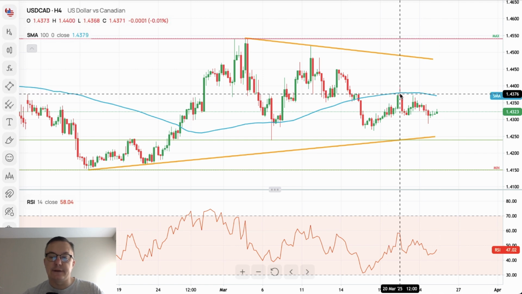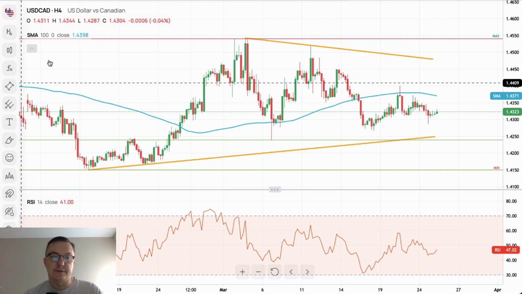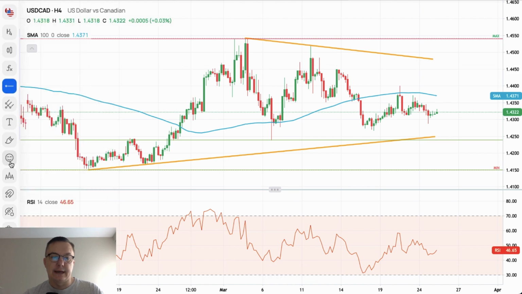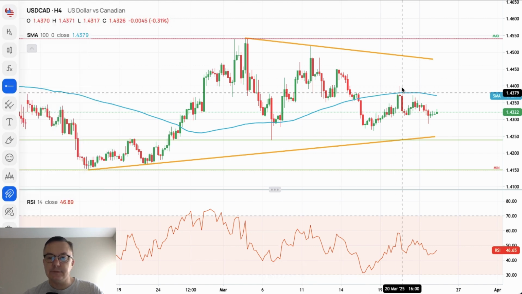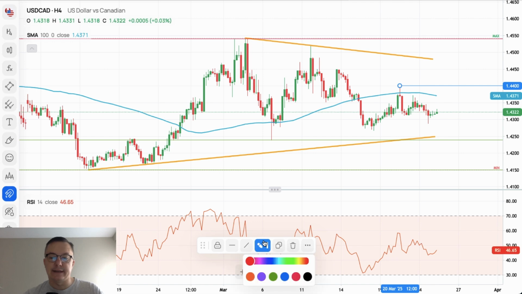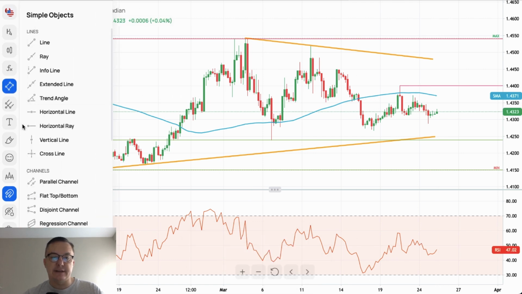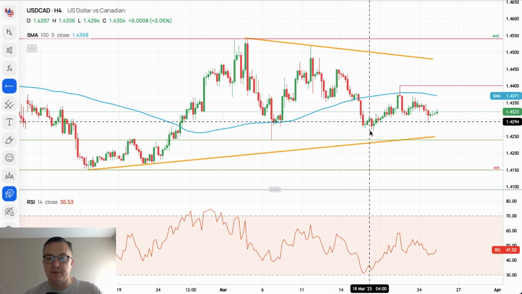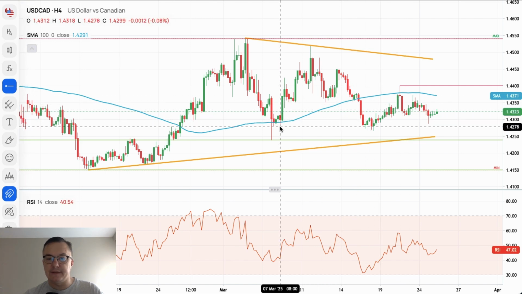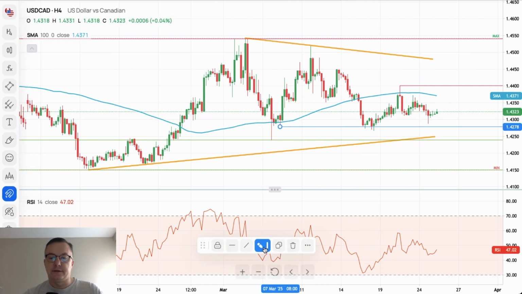Local high was 1.44. So let me just place the line here on this local level. There you go. This is the local technical resistance, short-term technical resistance. We can adjust our chart for the short-term technical support. Roughly somewhere around this level should be placed.